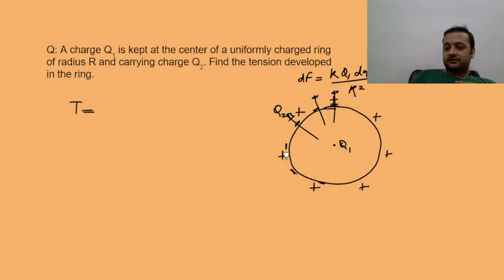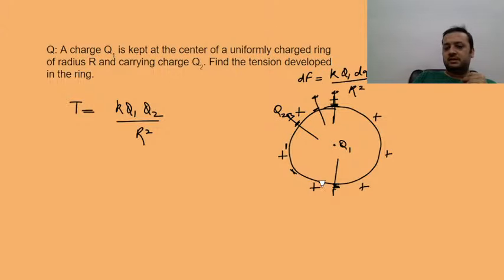So basically you can see that the force is uniformly distributed. If you add the force on the ring, that will be k q1 by r square into dq, and the dq will add up. So the total force will become k q1 q2 by r square. If you add up the magnitude of each force, the vector sum will come out to be 0, because the top dq and the bottom dq will cancel out each other. But if you add up the magnitudes, it will become k q1 q2 by r square.